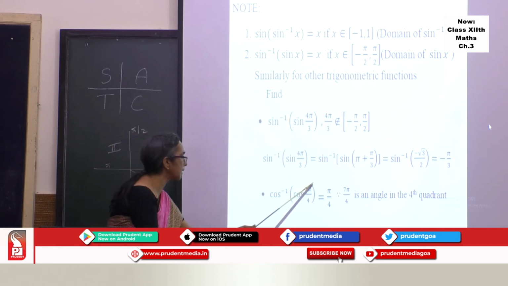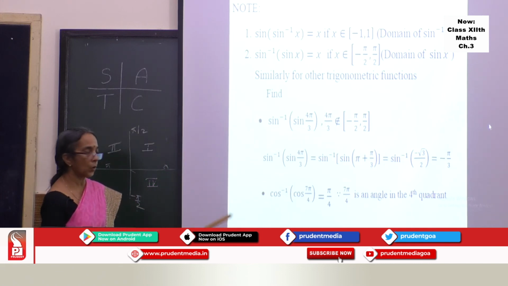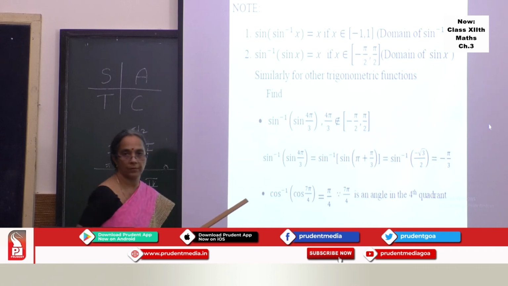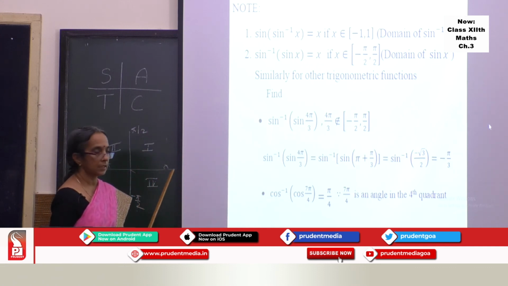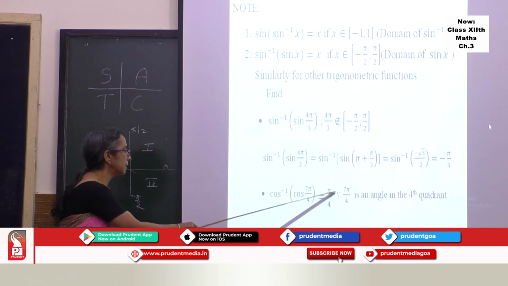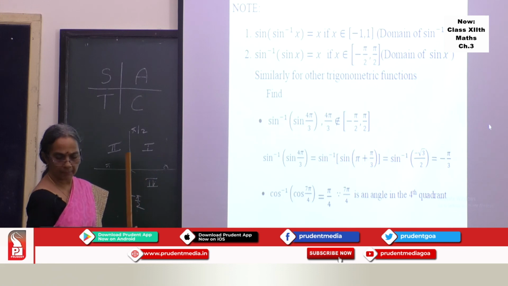7 pi by 4 is not in the range of the cos inverse function. Therefore, it should come in the range. Therefore, we have to take pi by 4.